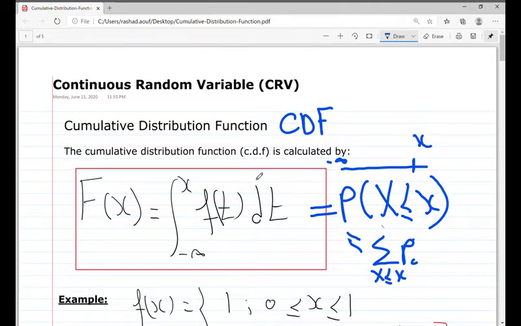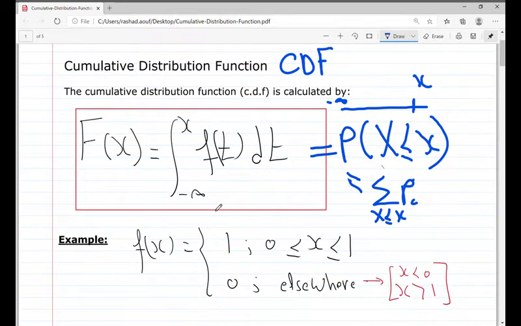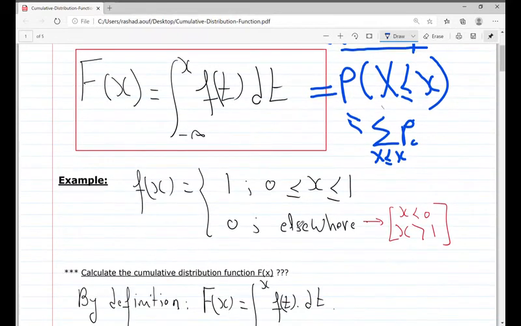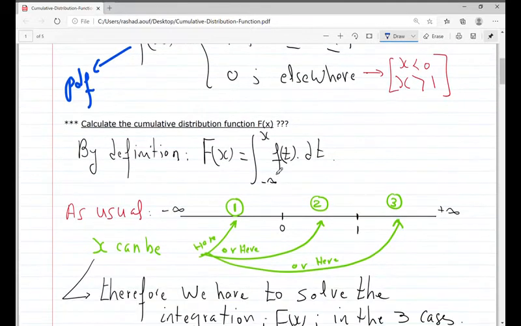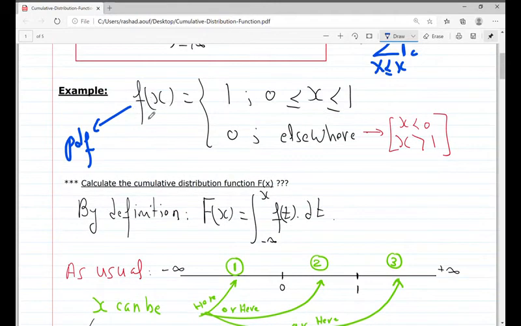Okay, so now I'll explain it with this example. Let f be a PDF, probability density function, equal to 1 for x between 0 and 1 and equal to 0 elsewhere. It means for x less than 0 and x strictly greater than 1, f of x equals 0. So how do we calculate the cumulative distribution function for the probability density function f? As I said, by definition, F of x equals the integration of f(t) dt between minus infinity and x.